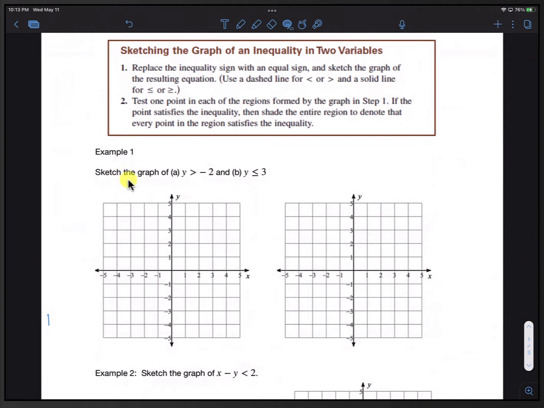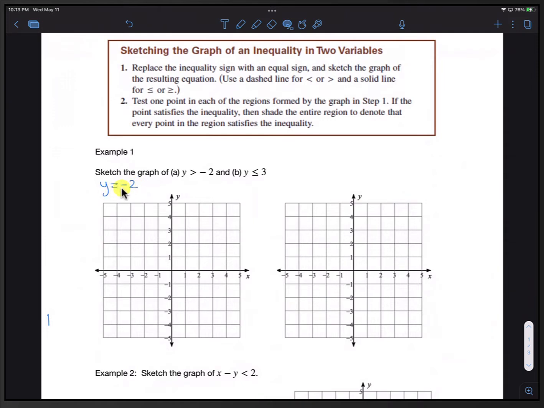In example 1, they want us to sketch the graph of y is greater than -2. We'll do that on the first graph. And then also graph y is less than or equal to 3. We'll do that on the second graph here. All right, so first let's do the y is greater than -2. If we follow the steps, we would change the greater than symbol to an equal sign. So we would write y is equal to -2.